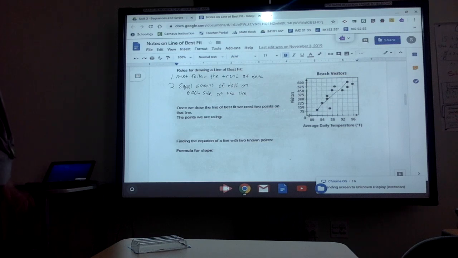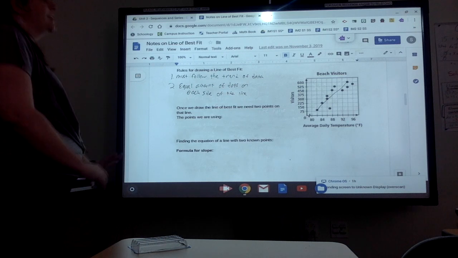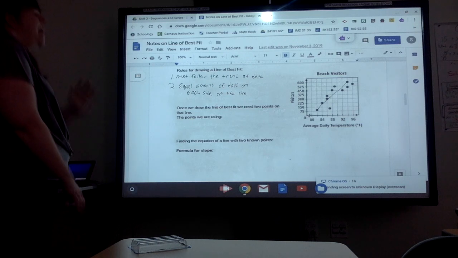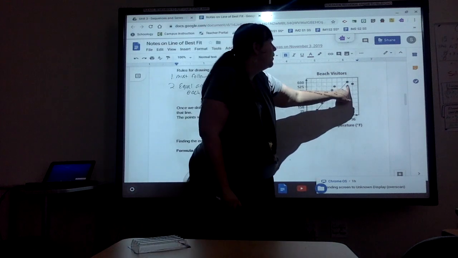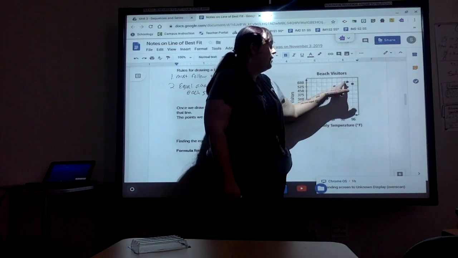So then I have to pick 2 points. Again, on your worksheet, when you're doing it by yourself, you can pick any points as long as they're on the line. They have to be on the line. Like I cannot pick this point. It's not on my line. But on my line, I went through this point and that point.